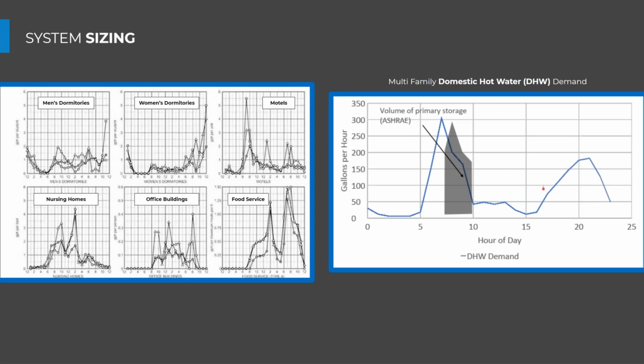We also, of course, need to size for the load. And so depending on what load we're sizing for, they look different. A nursing home might have less peakiness in the morning and higher peakiness in the early afternoon, compared to a motel or a multifamily residential occupancy, which typically has a higher peak in the morning and then a lower peak in the afternoon. Here's that multifamily domestic hot water use profile, and we can see that morning peak. And then there's also typically an afternoon peak there as well.